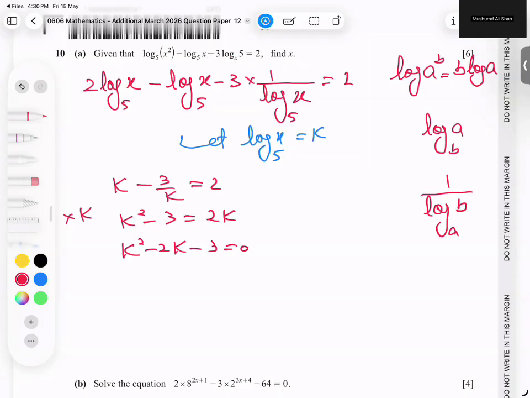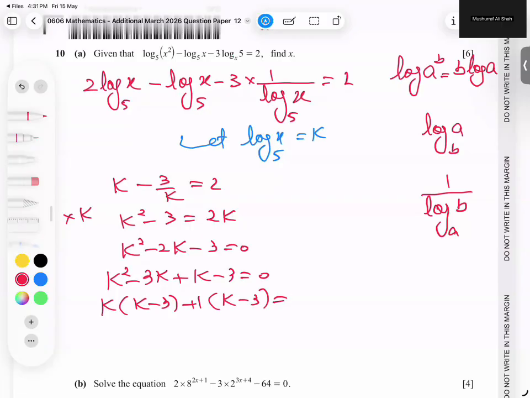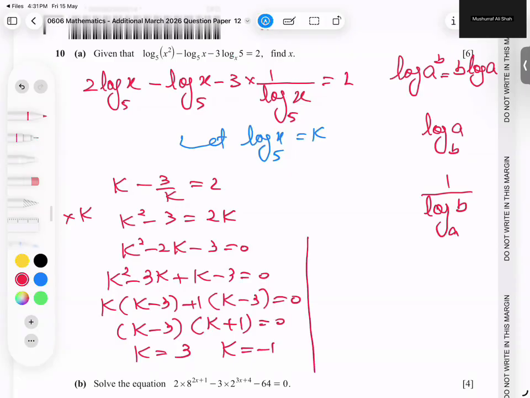Factorization, students. So I'm getting k common out, k minus 3, plus common out, plus 1. So I'm getting two answers here. One answer is 3 and one is negative 1. So is the question done? Not at all. Plug both values back into this value here. So logarithm of x base 5 equals 3 and logarithm of x base 5 equals minus 1.